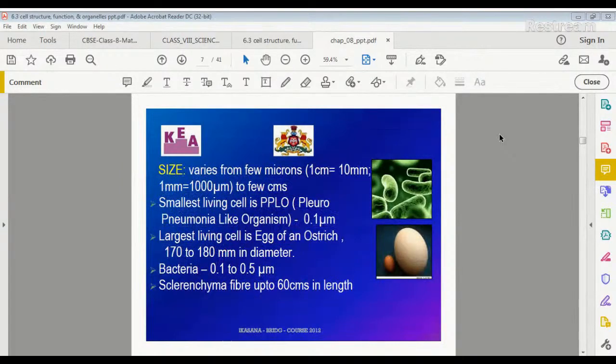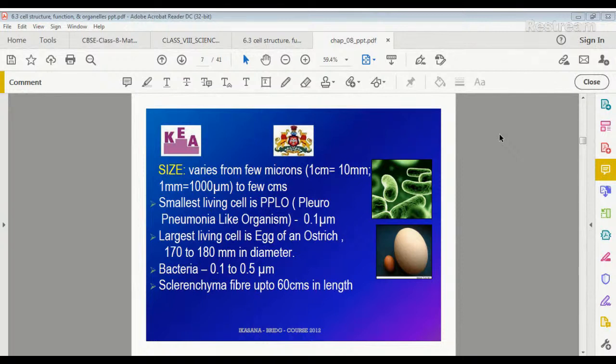Next, we will move on to the size of the cells. Now, the size of the cells in living organisms may be as small as a millionth of a meter. A millionth of a meter means you can say micrometer or micron, or may be as large as a few centimeters. However, most of the cells are microscopic in size and are not visible to the unaided or naked eye. They need to be enlarged or magnified by a microscope.